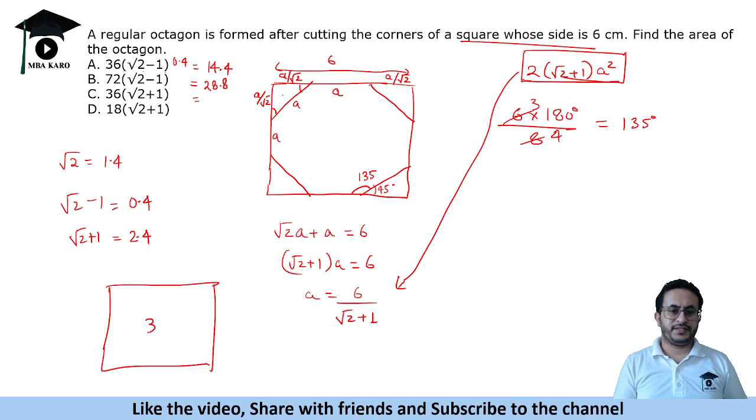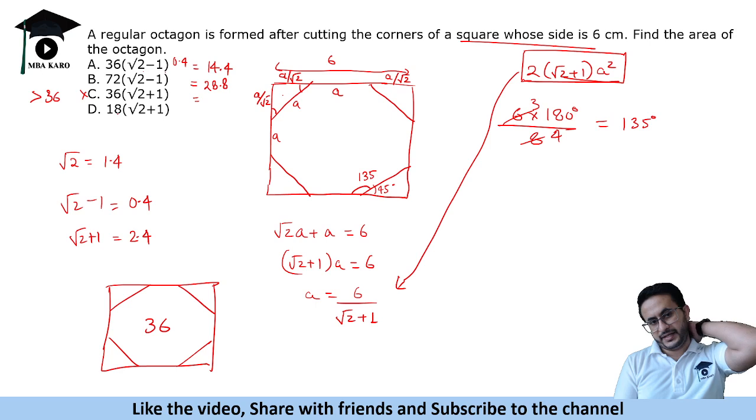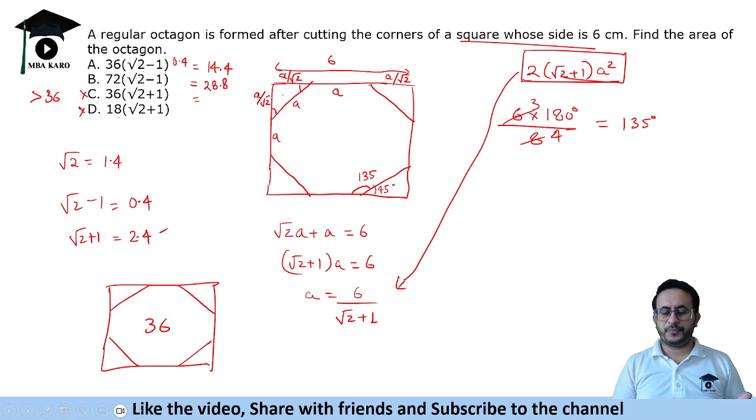Area of square is 36. You are cutting out some portion out of it. So these two values are greater than 36. These two values will be much greater than 36, because if you have 36 multiplied by 2.4, it is greater. 18 into 2 is 36. 18 into 2.4 is greater than 36. So we can rule out two of the options.